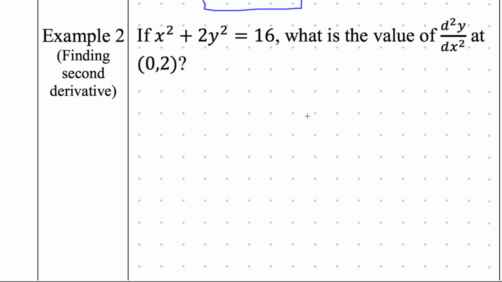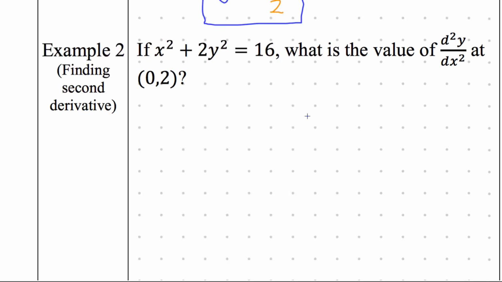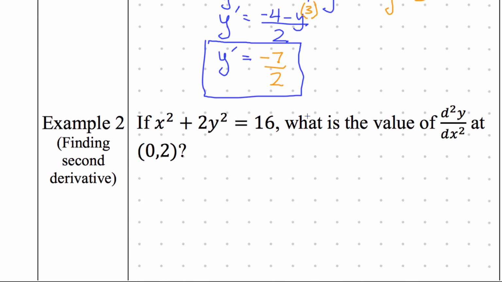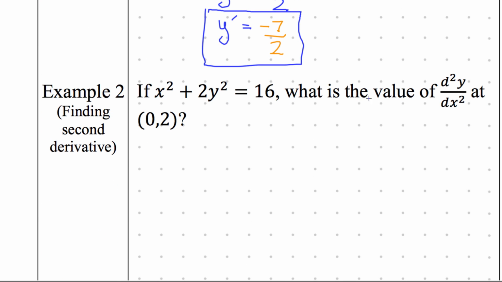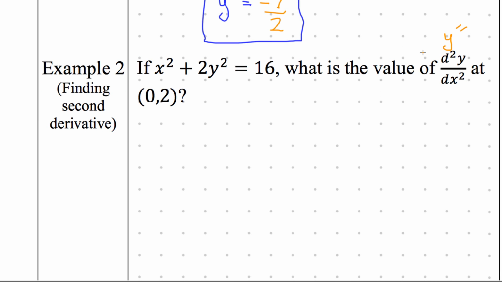So let's try that. We have this new equation, looks kind of the same, but a little bit different. x squared plus 2y squared is equal to 16. I'm looking for the second derivative. By the way, this is the way of writing the second derivative, d squared y over dx squared. If you want to label it above, it's just y double prime. That's what I'm looking for, the second derivative. I'll talk about why it looks like this more in depth at a future date. Today is more about just how to find it using implicit differentiation.